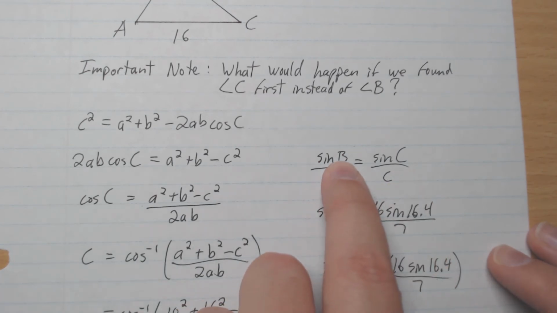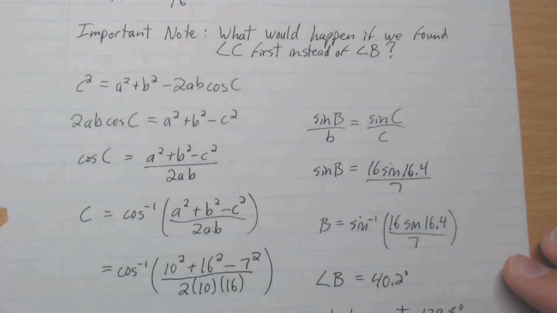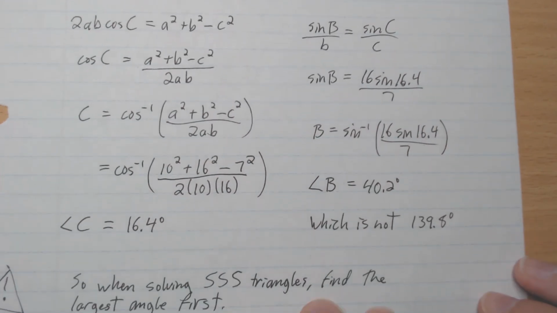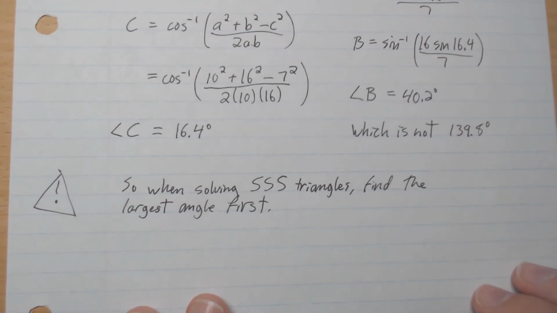We have side B but not angle B, so times B to both sides, sine inverse to both sides, angle B is 40.2, which is not 139.8. Therefore, when solving SSS triangles, find the largest angle first.